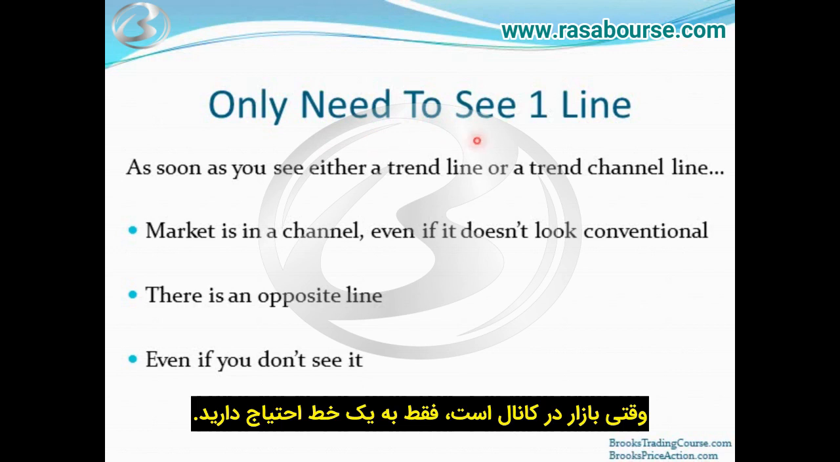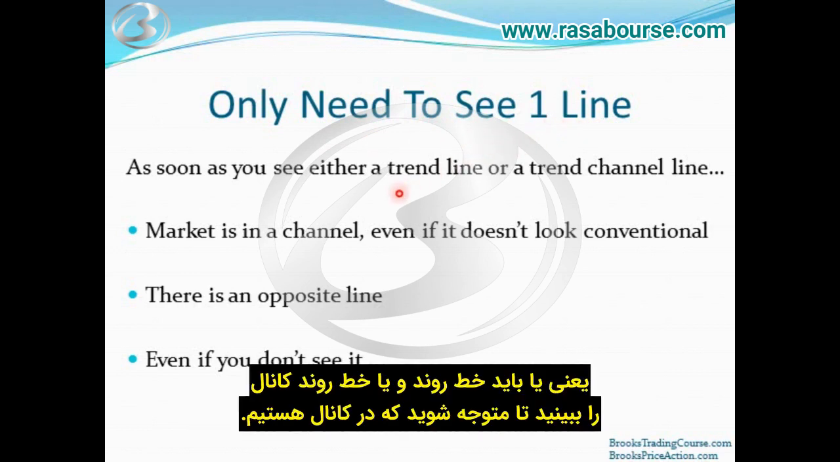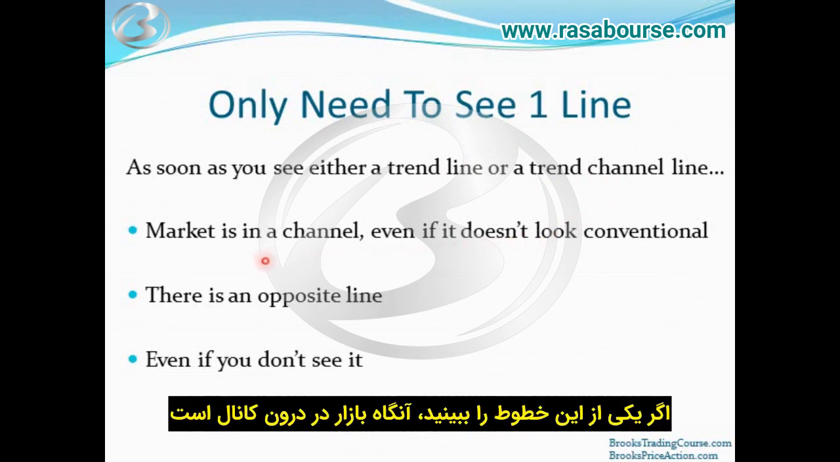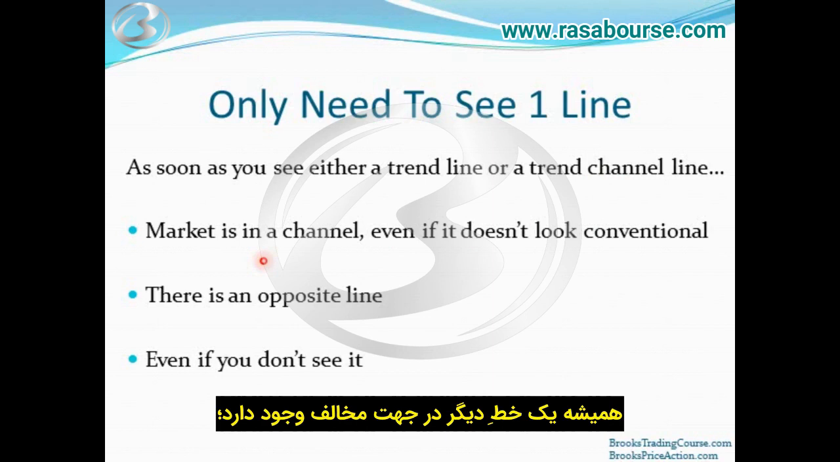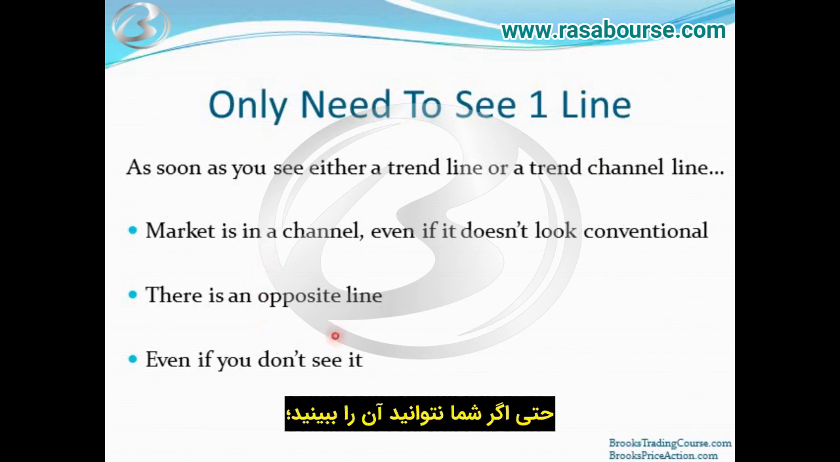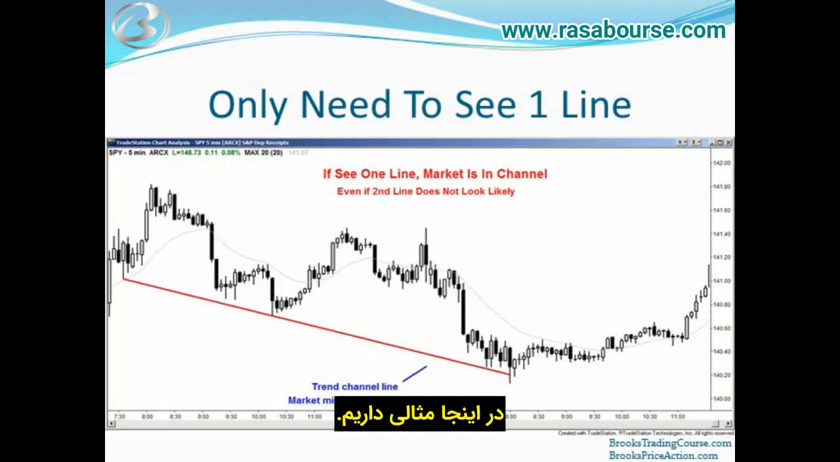When the market's in a channel, you really only need to see one of the two lines. You either need to see the trend line or the trend channel line to know that it's in a channel. The market is in a channel if you see one line, even if it does not look conventional, and there's always an opposite line even if you don't see it, or even if it doesn't look right. Here's an example.